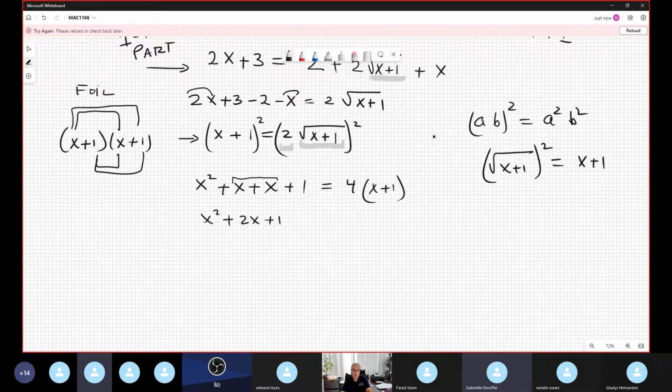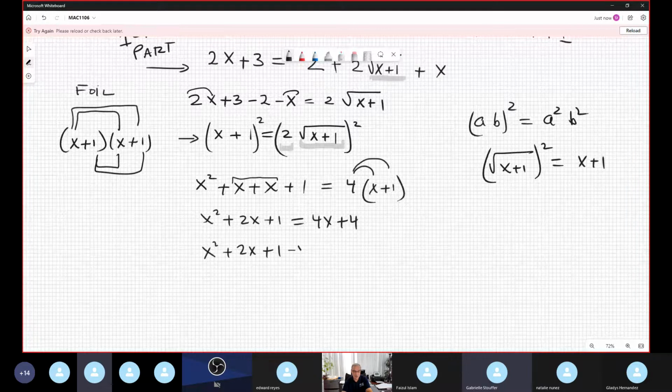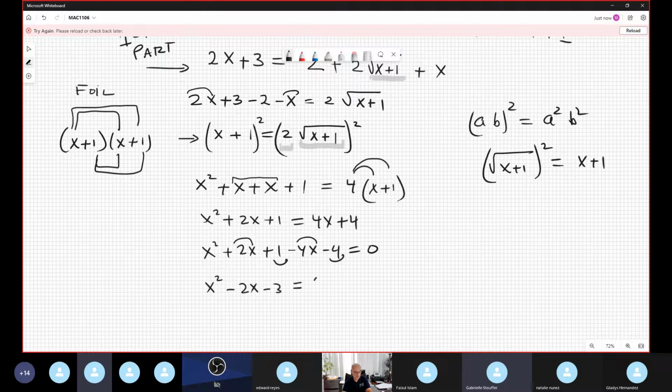Got it? Now you distribute it one more time. It's 4x plus 4. I know, guys, it gets too long. Sorry, it's not my fault. And now you have a quadratic equation, but it's not yet expressed in standard form. So, x squared plus 2x plus 1 minus 4x minus 4 equals 0. Now ready to combine: x squared, 2x minus 4x is minus 2x, and 1 minus 4 is minus 3, equals 0.